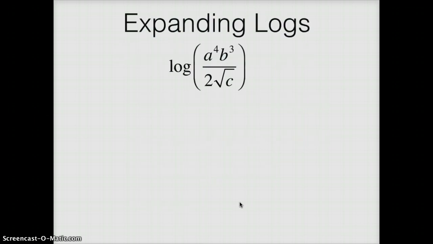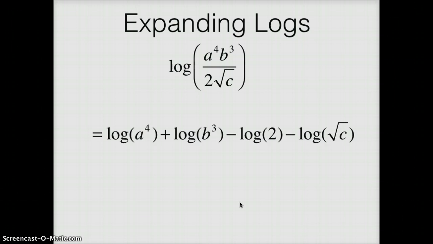We can also use these properties to expand the logs. So here we have log of a raised to the 4th power, b to the 3rd, over 2 times the square root of c. The first thing we can do is separate this into 4 different logs. Log a to the 4th plus log b to the 3rd minus log 2 minus the square root of c. The reason why these two are subtracted is because they are in the denominator. Anything in the denominator is going to have a subtraction sign. Anything in the numerator is going to have an addition sign.